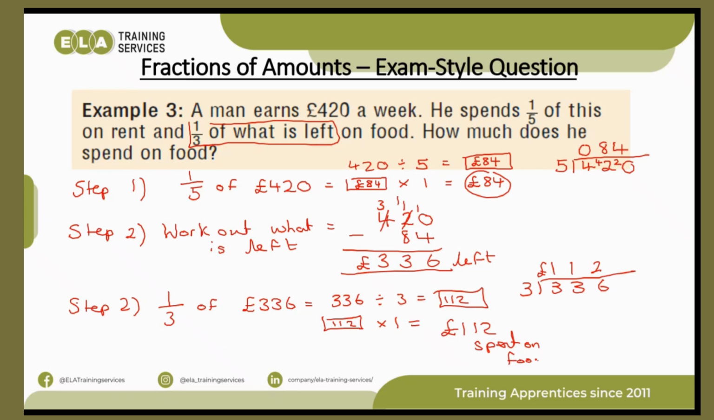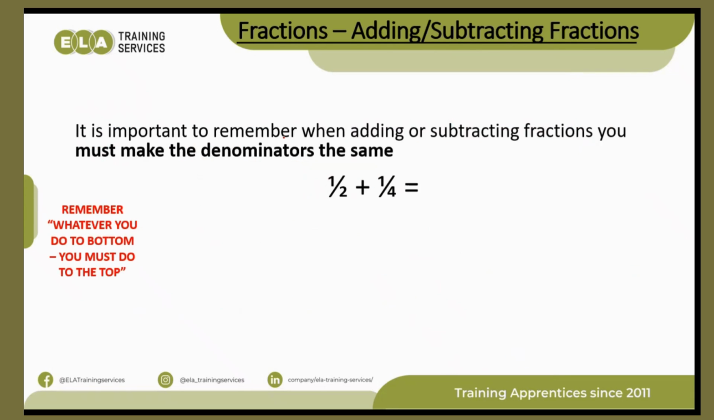The most common mistake people tend to make on this question is doing 1/3 of 420. That is not what this question is asking. It's asking after he spent his 1/5 on rent, what is left, 1/3 is then being spent of what is left, okay? Okay, our last two topics that we're going to do today.